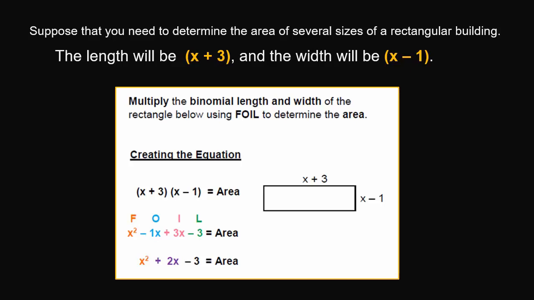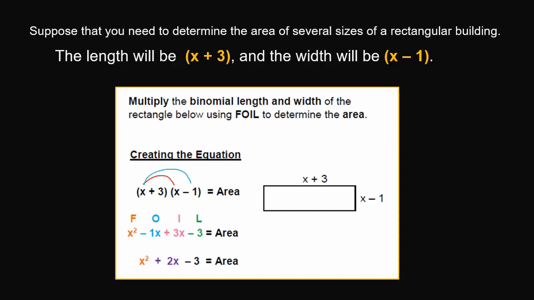Creating the equation. X plus 3, which is our length, times x minus 1, which is our width, will equal the area. Then we will use FOIL. X times x is x squared. We put that under the F.